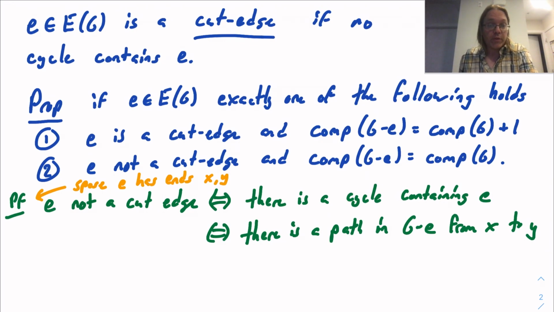So again, we've learned that E is not a cut edge if and only if there's a path from x to y between its ends in the graph G delete E. And that's equivalent to the statement that x and y are in the same component of G delete E.